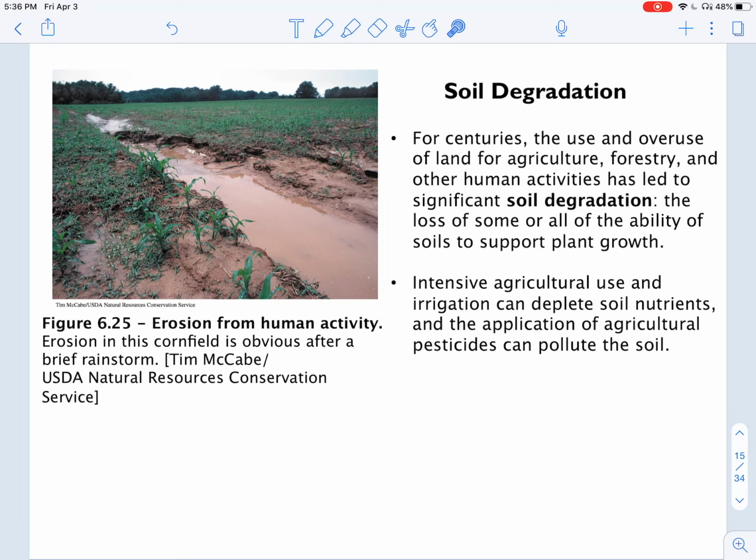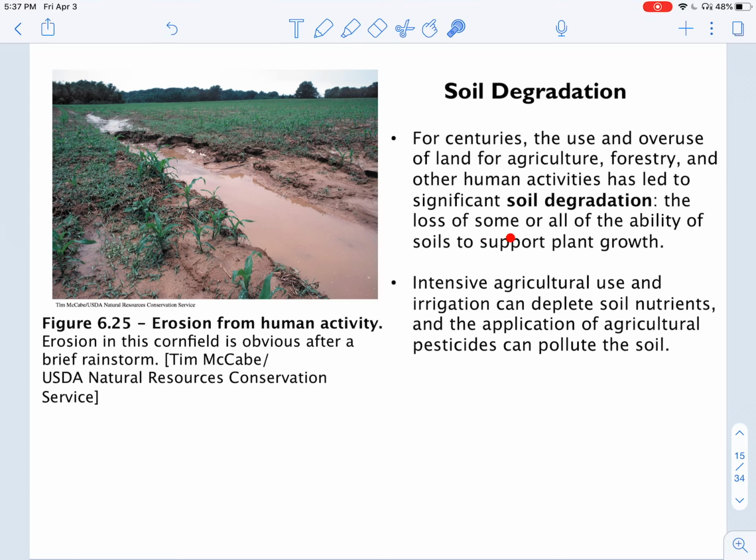What can happen though if we overuse the soil? So this is kind of bringing it back to human use. This is showing some erosion from too much farming. If we overuse the soil and we don't replenish it with nutrients, or we don't replenish its structure, if we pack it down too hard, or we till the soil too much and we lose the natural composition, you can lead to degradation.